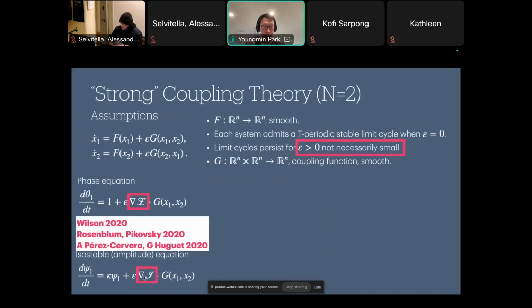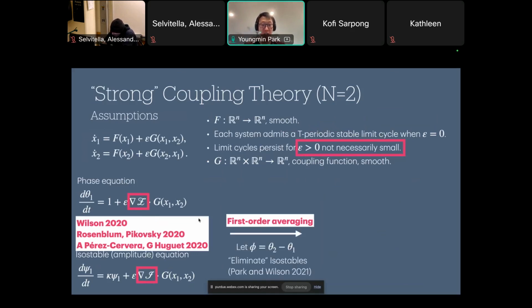So this is a particular choice of an amplitude equation. And not only that, but there are terms that have to be computed for which methods just didn't exist before 2020. And so now they exist, and which enabled me to take this and then apply it to the coupling case. We can apply first order averaging, which, yes, that's absolutely a limitation.